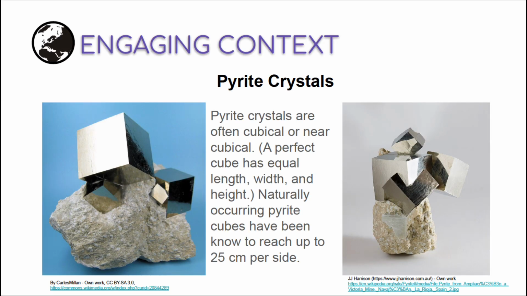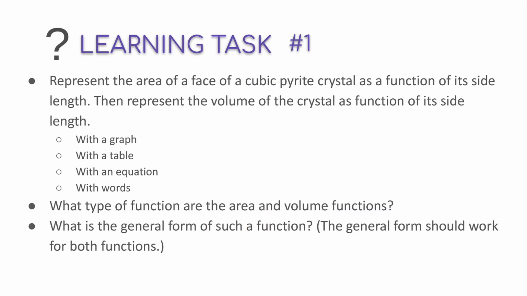We will now move on to function type 2. Let's begin with a context. Pyrite crystals. Pyrite crystals are often cubical or near cubical. A perfect cube has equal length, width, and height. Naturally occurring pyrite cubes have been known to reach up to 25 centimeters per side.